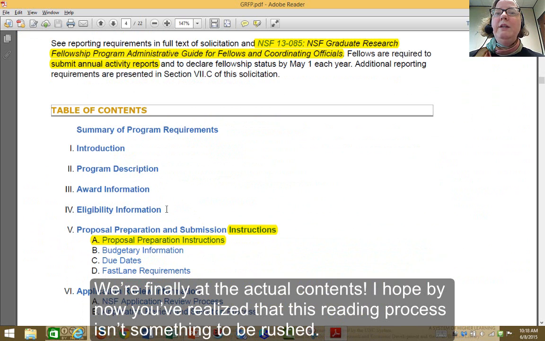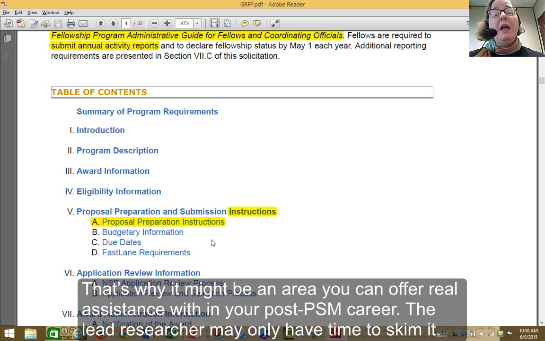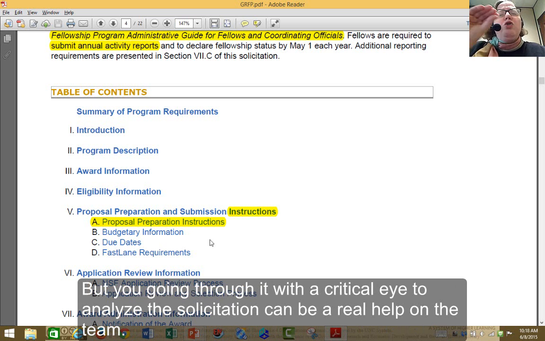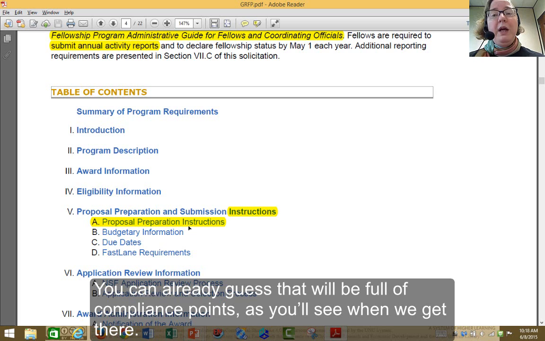And we're finally to the actual contents. I hope by now you've seen that this reading process isn't something to be rushed. That's why it might be an area that you can offer real assistance with in your post-PSM career. The lead researcher may only have time to skim it, but you, going through with a critical eye to analyze the solicitation, can be a real help on the team. You'll notice that Section 5, Subsection A, will be the proposal preparation instructions, and you can guess that that will be full of compliance points, as you'll see when we get there.